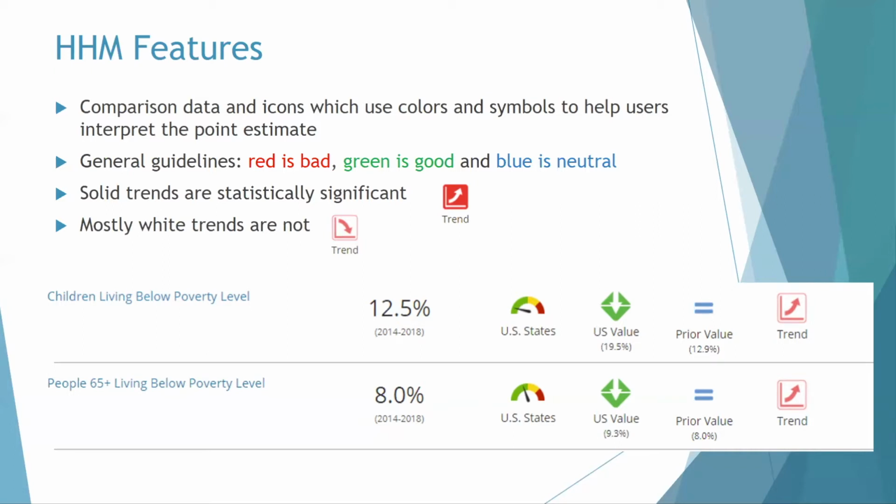And the next one will show you that the US value is actually 19.5%; 19.5% of kids in the United States live below the poverty level. We're lower than that, which is a down arrow, and that's good. So therefore it's green. Compared to Hawaii's prior value, which was 12.9%, there is no difference, so it's blue and neutral. But there is an upward trend. The percent of children living below poverty level is going up over time, but not significantly. So it's bad that it's going up, it's red; it's not significant, it's mostly white.